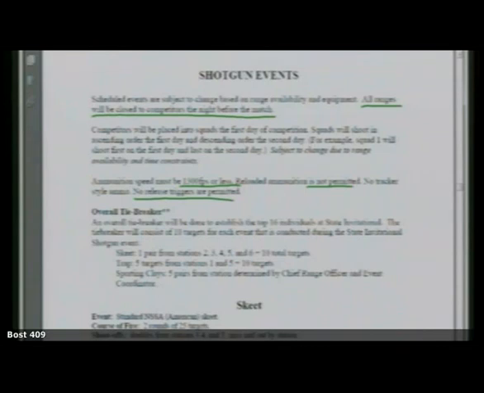Tiebreakers for each event will consist of those that the NGB dictates. However, an overall tiebreaker will be done to establish the top 16 individuals at state invitational. The tiebreaker will consist of 10 targets for each event that is conducted during the state invitational.